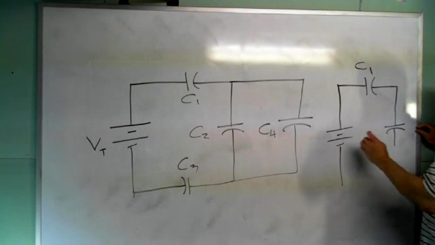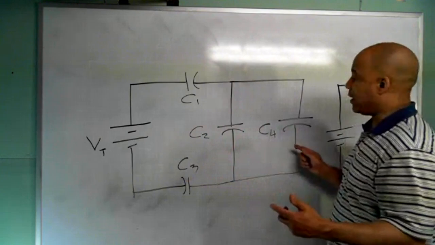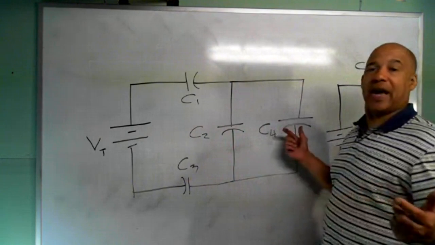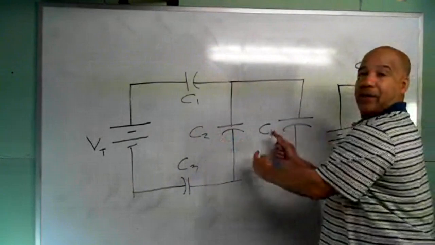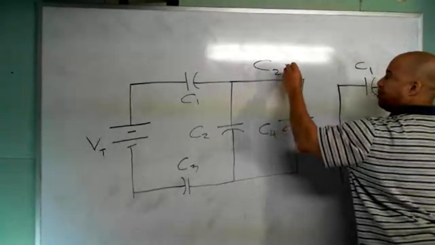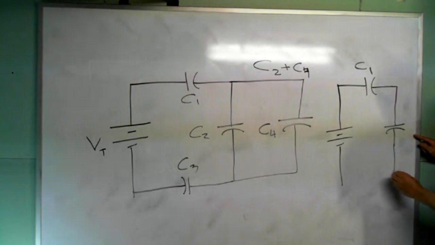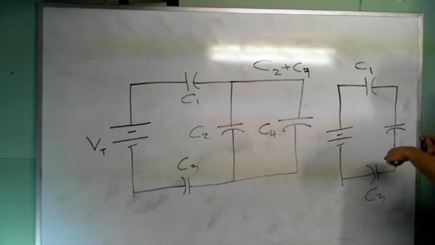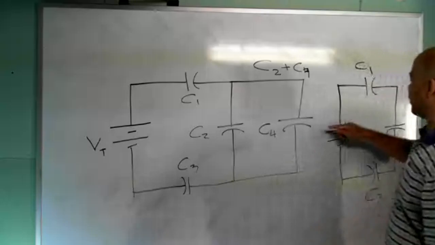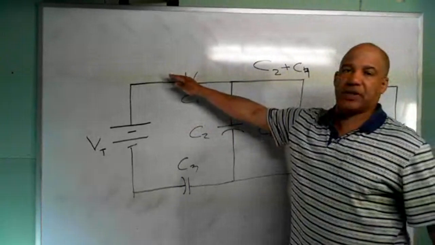Now these 2 are in parallel. You got to remember, when I have capacitors in parallel, it acts like resistors in series. Resistors in series, I add them up. So capacitors in parallel, I would add them up. So the value of this would be C2 plus C4, whatever that is. And then you'd have this capacitor, C3. You would have that circuit. And this is exactly the circuit we just got through solving. So you would just combine these to get a series circuit.